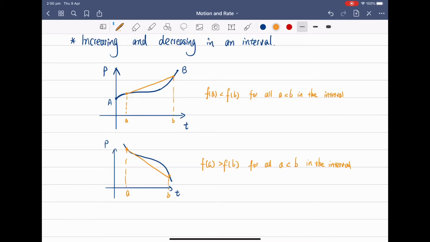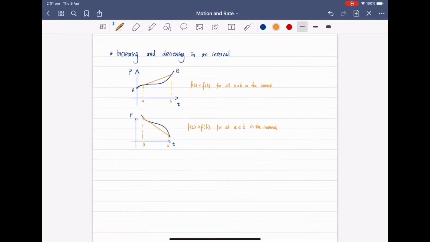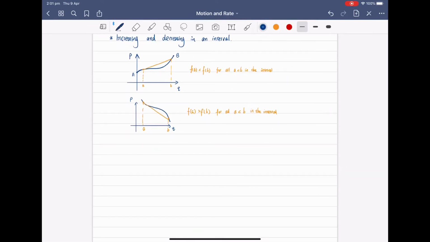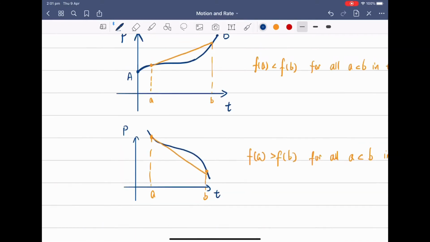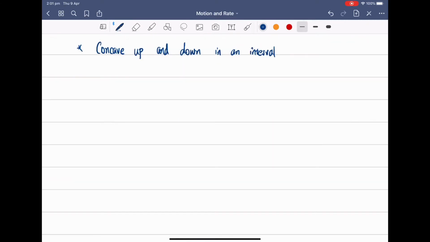Now we'll talk about concavities, concave up and concave down in an interval. How do we know if the interval is concave up or concave downwards? Graphically it's really easy to understand from here. So, concave up and down in an interval. How do we know? Let me just draw the diagram first.